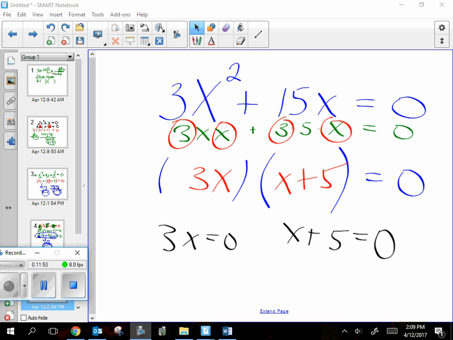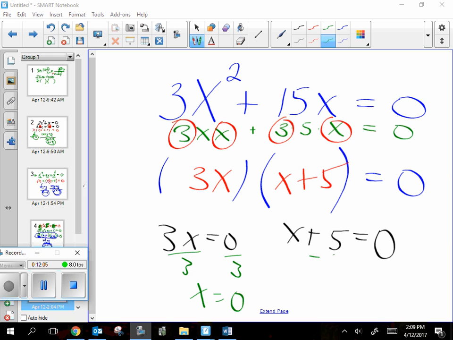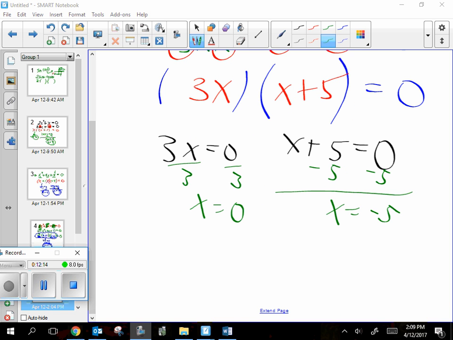All right. Did you divide by 3, divide by 3? I know some people by accident subtract 3 in that situation, but no. It's divide by 3. And what is 0 divided by 3? It's 0. And I subtract 5, and I have x equals 0 minus 5, negative 5. So there's my two answers, 0 and negative 5.